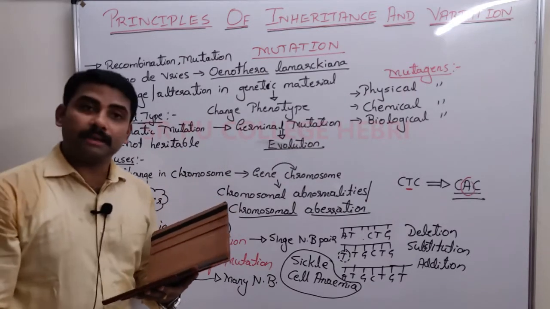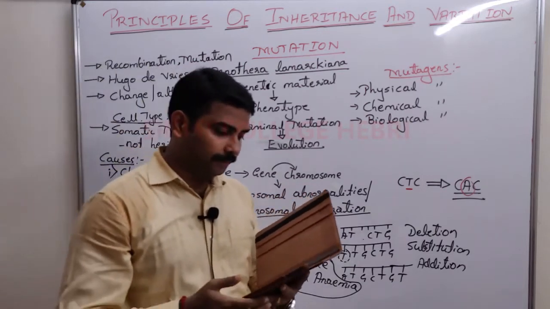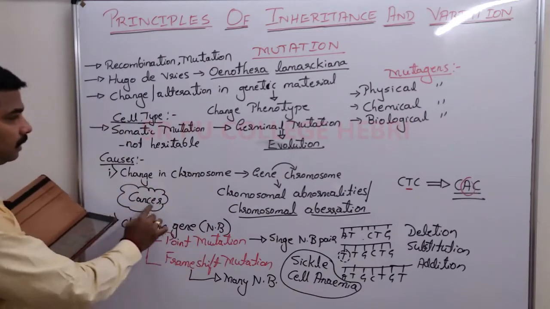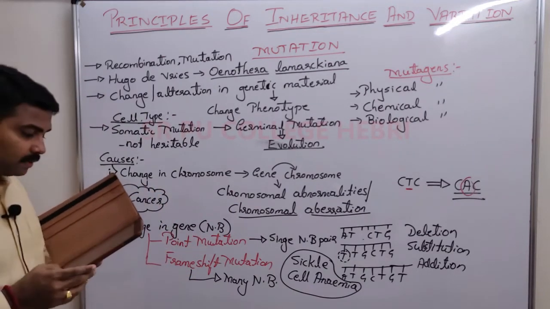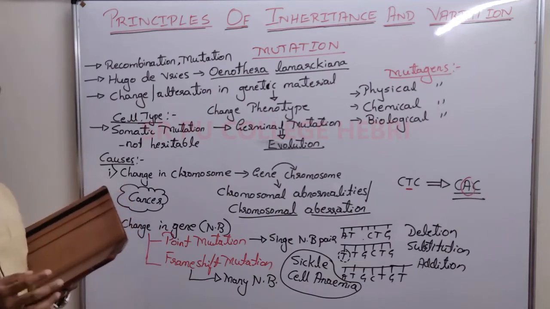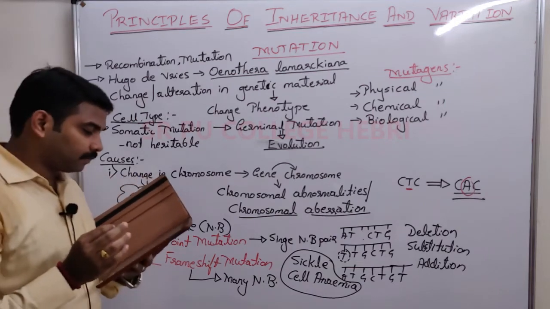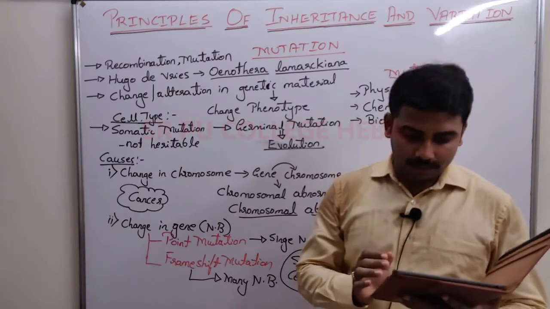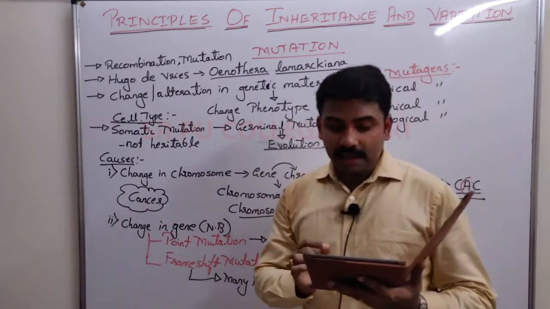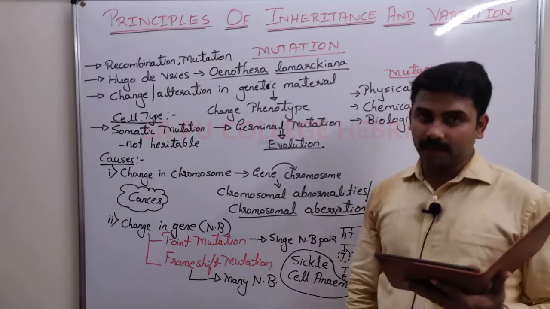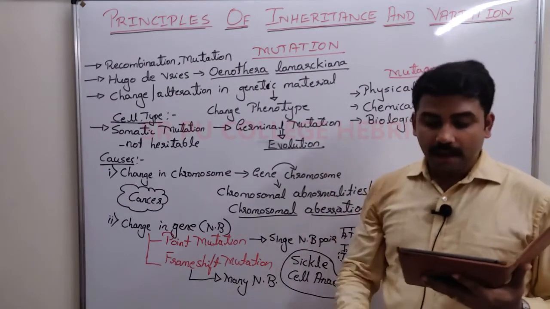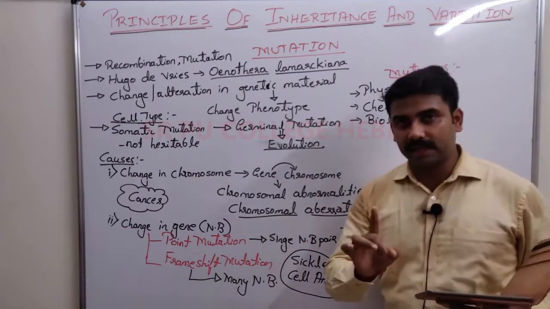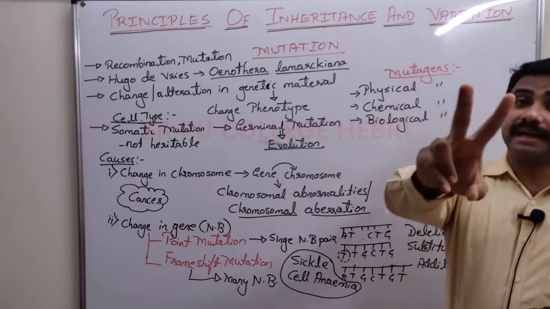In that only, in the point number 1 only, next line, write down. Chromosomal aberrations are commonly observed in cancer cells. Next line, point number 2. Mutation can occur due to change in single base pair of DNA, and is called point mutation. Underline point mutation. Single underline, point mutation, mark it as a 2-mark question.